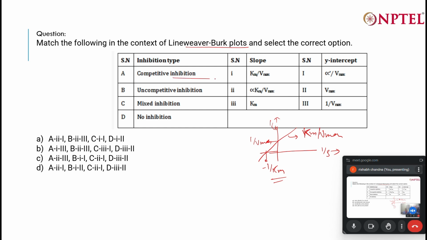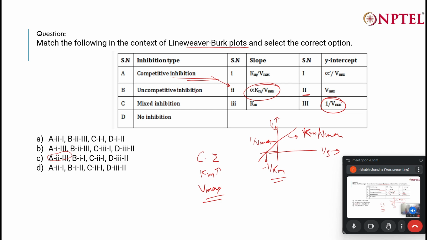So now in case of a competitive inhibition, we know that Km is increased and Vmax remains unchanged. Okay, so in that case, the slope of the equation will be increased. So this is the slope of the inhibition, and then the Vmax remains the same. That means the intercept will be 1 by Vmax. Okay, so A will be 2 and 3. Sorry, 2 and 3. So this would be the correct answer.